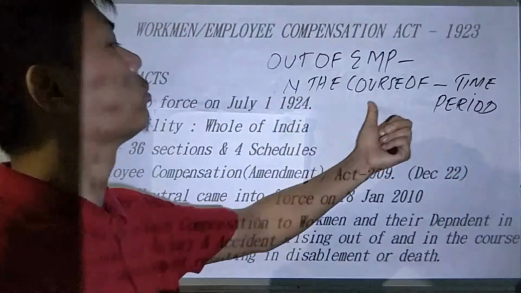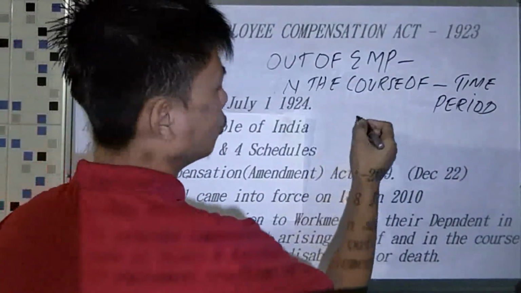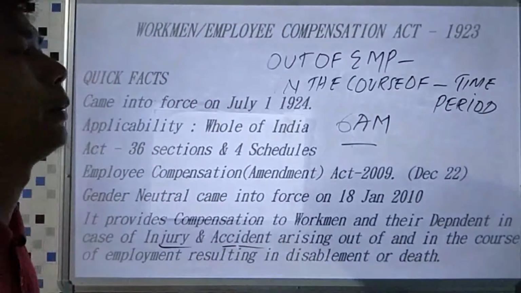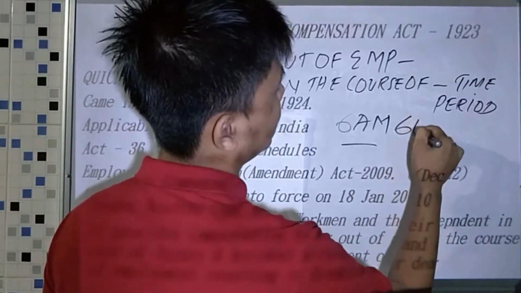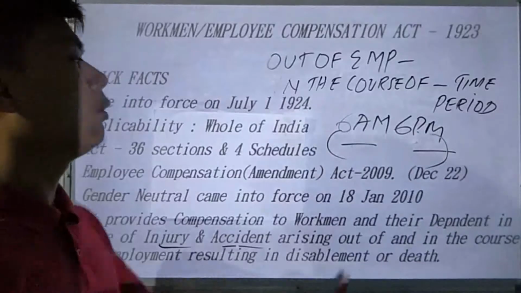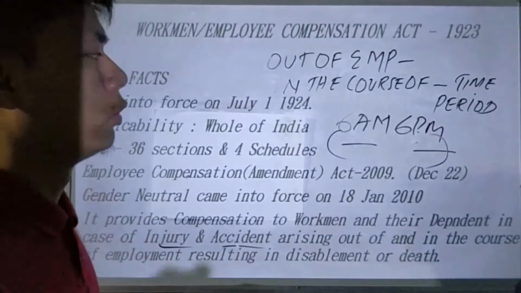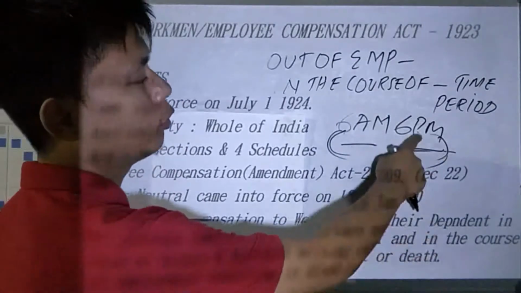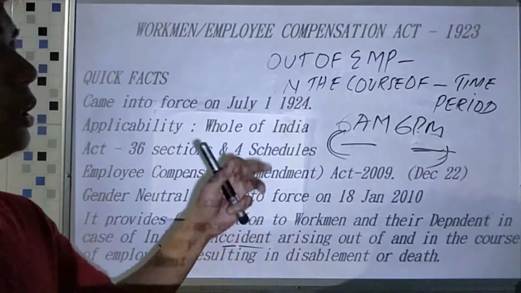In the course of employment means the time period. So when does the employment time period start? Let's say you go to office at 6 a.m. You enter, your time period starts, and you get out at let's say 6 p.m. So it talks about up to this period. Now sometimes the company provides you buses or transport. So the moment you get inside the transport, that time also will be counted, irrespective of your working period getting over. Alright? So these are some points you should keep in mind.